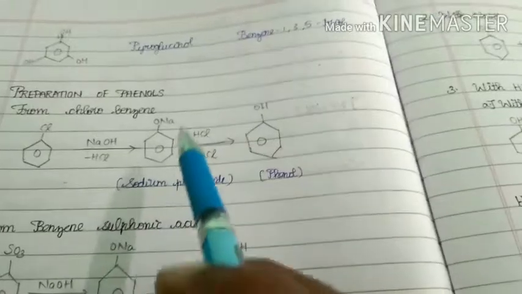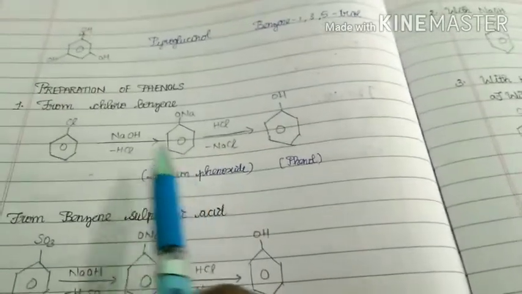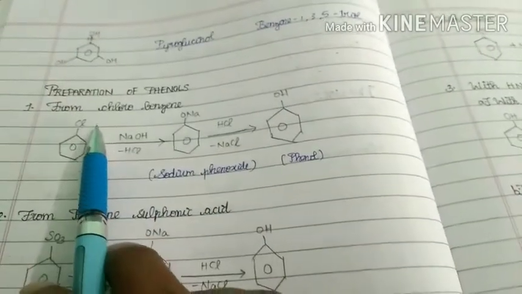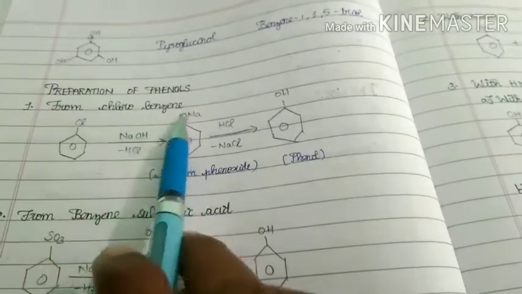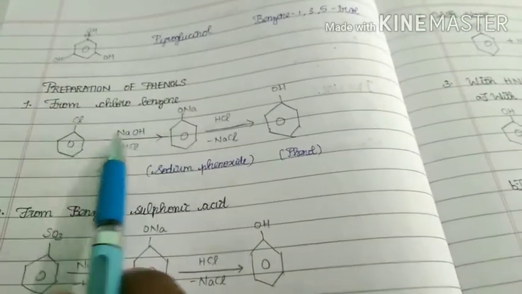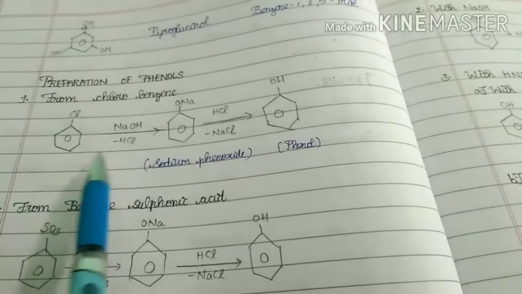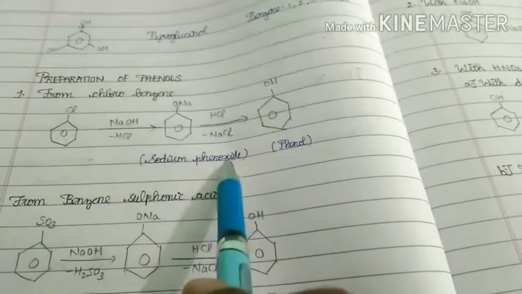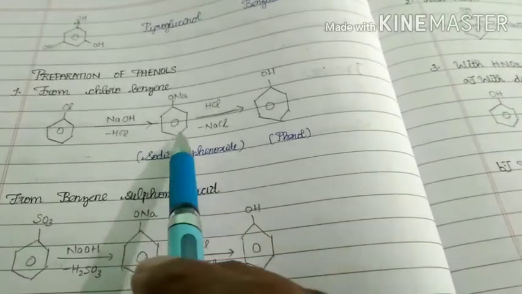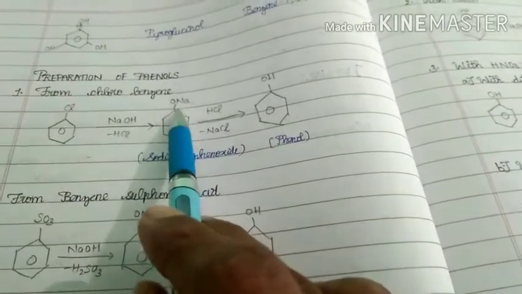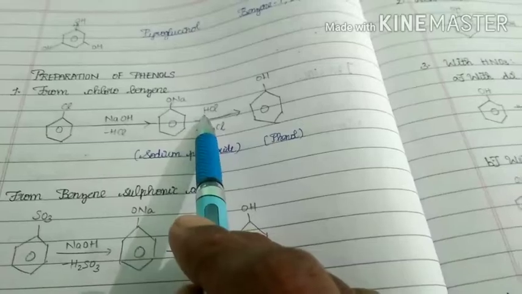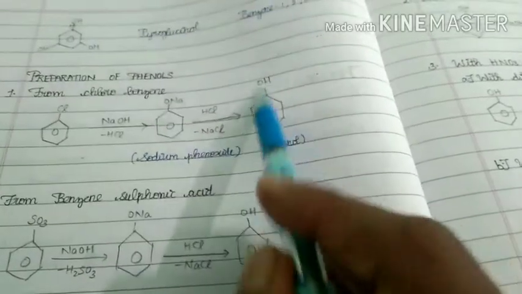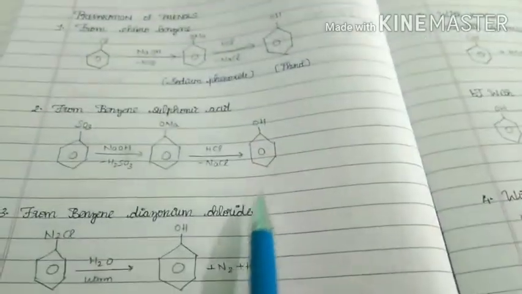Next, preparation methods. The first preparation method is from chlorobenzene. When chlorobenzene reacts with NaOH, HCl is removed and sodium phenoxide is formed. When this sodium phenoxide again reacts with HCl, Na and Cl are removed. That means H replaces Na. Then finally we get phenol. That is one preparation method.